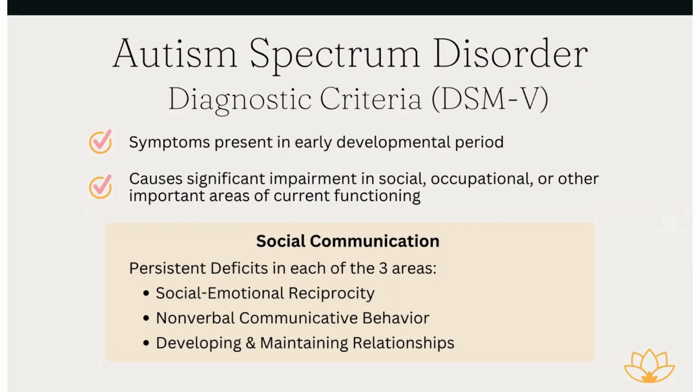And it focuses on two areas: social communication and restrictive and repetitive behavior. So in the social communication domain, there has to be persistent deficits in each of the three areas. Those are social emotional reciprocity, nonverbal communicative behavior, and developing and maintaining relationships. So we're going to go more in depth and break down what those mean, because those are pretty technical terms, but we're going to break down what it means from a strengths-based lens.